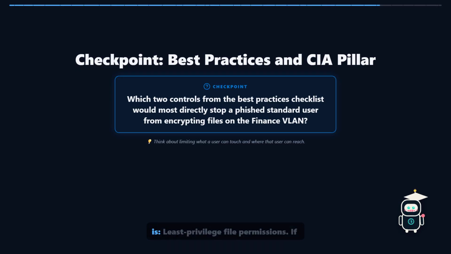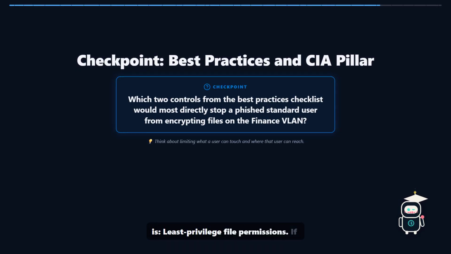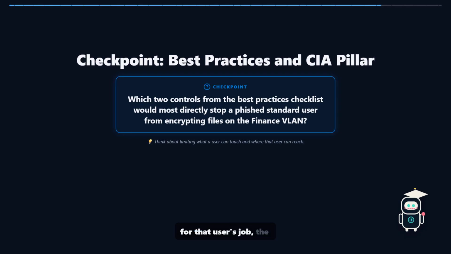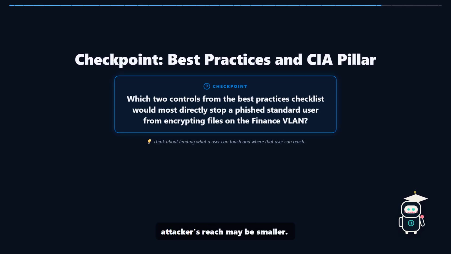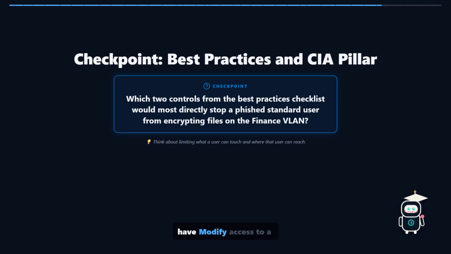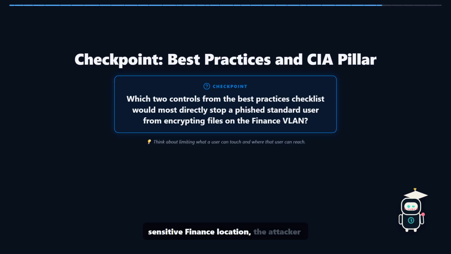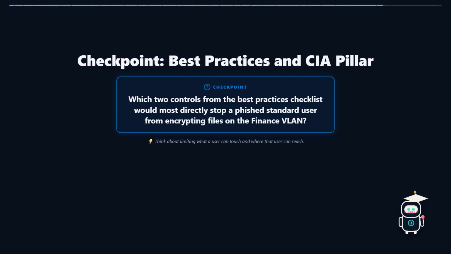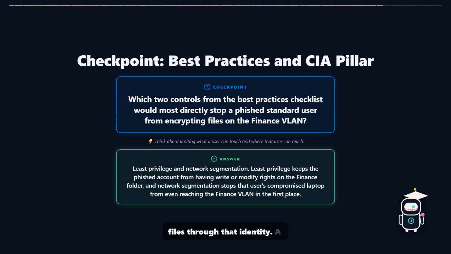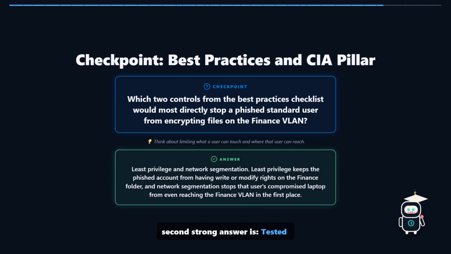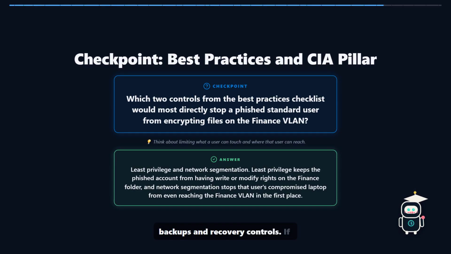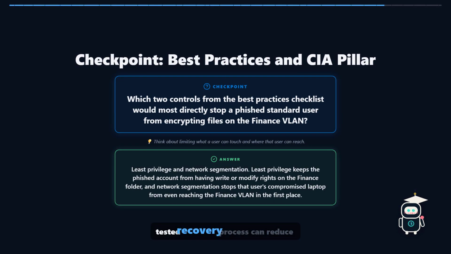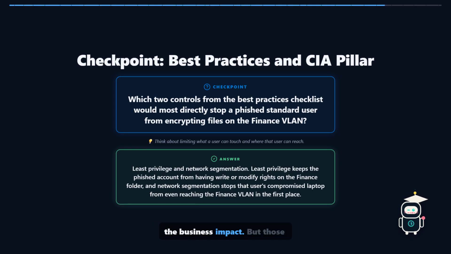One strong answer is least privilege file permissions. If the compromised account only has access to the files required for that user's job, the attacker's reach may be smaller. And if the account doesn't have modify access to a sensitive finance location, the attacker may have less ability to change, delete, or encrypt those files through that identity. A second strong answer is tested backups and recovery controls. If files are damaged despite preventive controls, reliable backups and a tested recovery process can reduce the business impact.